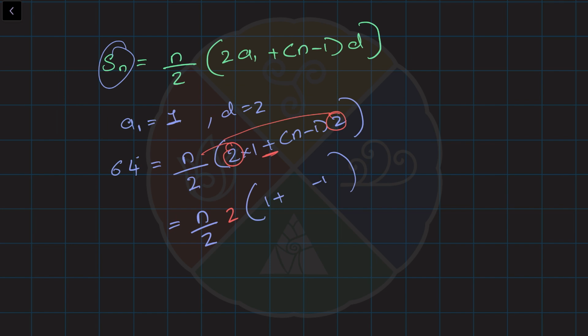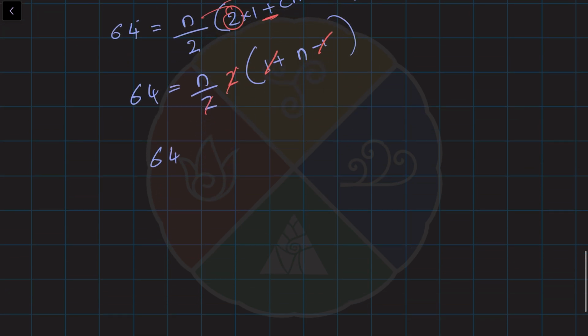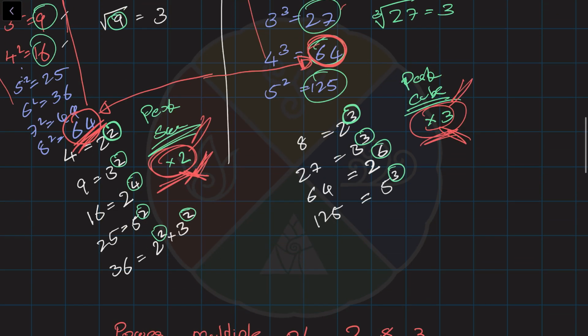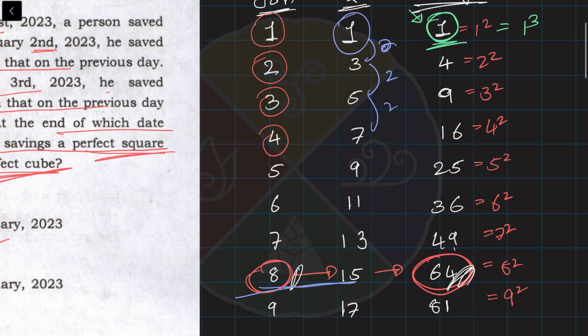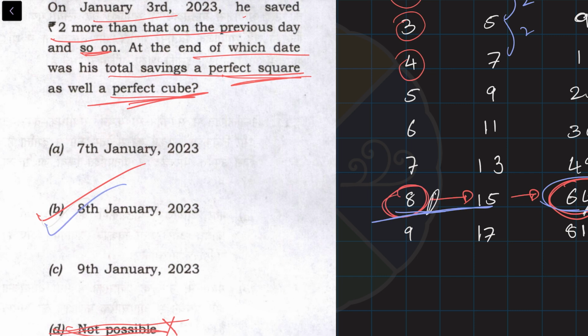The brackets also will go, and plus 1 and minus 1 will get cancelled, 2 and 2 will get cancelled. You will find 64 is equal to n into n, or 64 is equal to n square. So that basically means that n will be the square root of 64. Of course, plus and minus will be there, but here we are looking for the position, so it will be a positive number. So n is going to be 8. In this way also I can find the 8th day, where the sum of the AP is going to be 64. Even then the answer is option B.